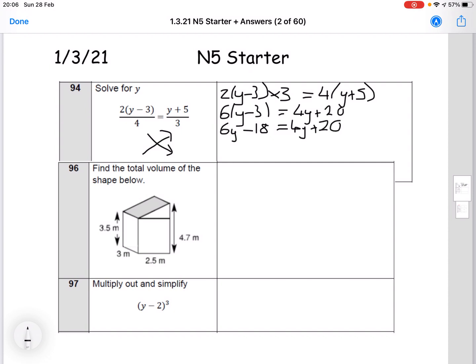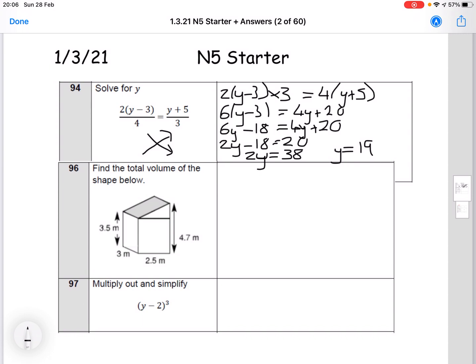And then we will subtract 4y from both sides so that we get letters only on the left. So that's going to leave 2y minus 18 equals 20. We would then add 18 to both sides to balance this out. So we would have 2y equals 38, and then divide both sides by 2, we get y equals 19.